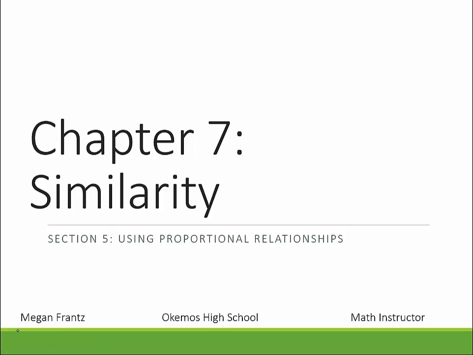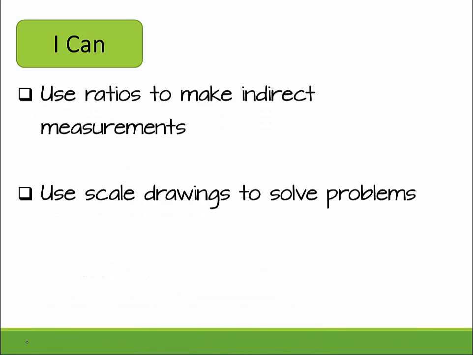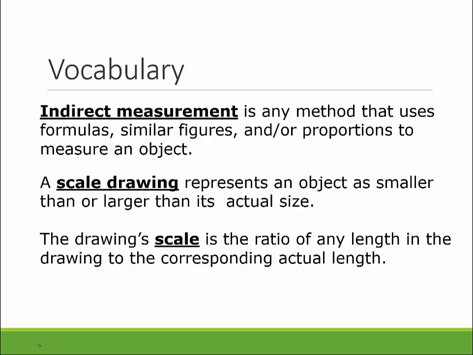Chapter 7, Section 5 is about using the proportional relationships that we've dealt with for the past couple sections. By the end of this lesson, you should be able to use ratios to make indirect measurements and use scale drawings to solve problems. So indirect measurement is any method that uses formulas, similar figures, or proportions to measure an object rather than actually breaking out a tape measure and measuring something.